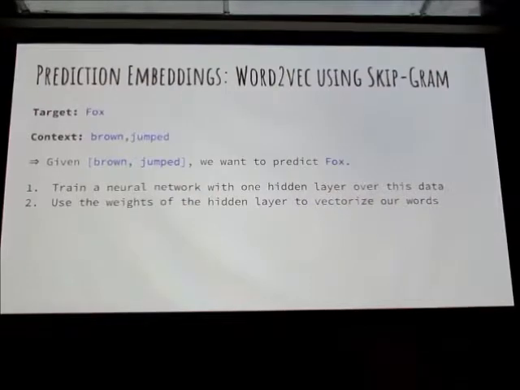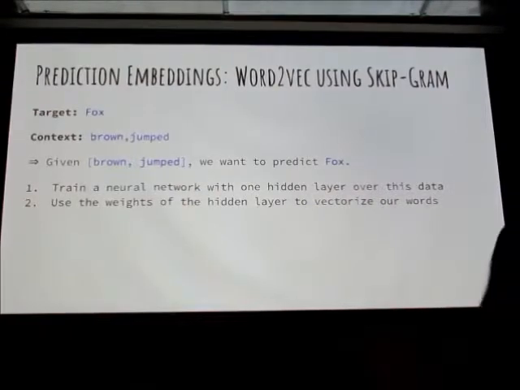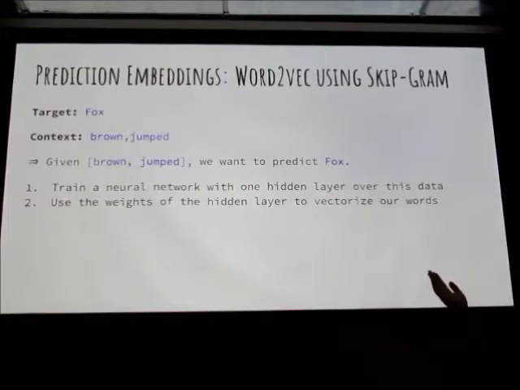Using this definition of contextual similarity, we can start training a neural network. And remember, we're not training this neural network to solve any task. We're training this neural network just for the universe that it creates. So how do we structure our data for this neural network? We have our target word, our class, which is fox. And we have as many classes as there are vocabulary words. We have our predictors, which is the context. And using our previous example, the context is the words brown and jumped.